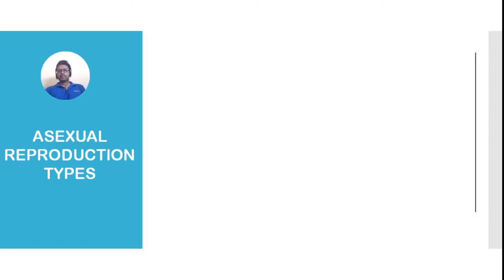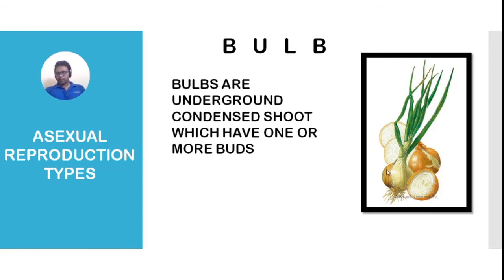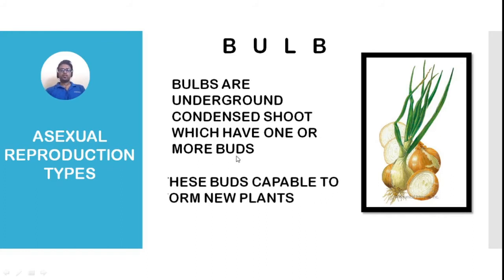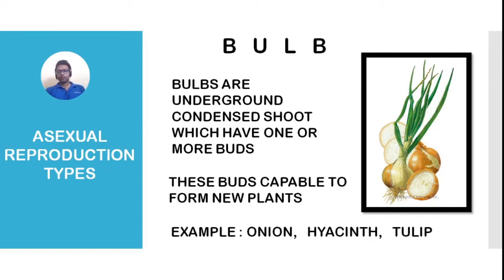Okay. The next one is bulb. Once again, bulb is also a modification of stem. You see, this is the bulb. It is a modified condensed stem, and this bulb contains one or more buds. So inside the condensed stem there is the presence of one or more buds, and these buds are capable of giving rise to new plant parts, and it is commonly seen in water hyacinth, onion and tulip.